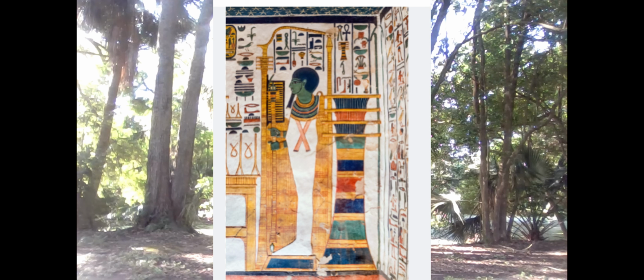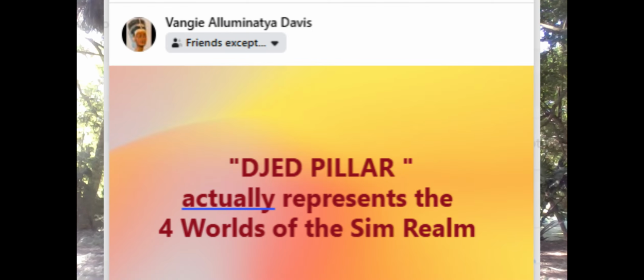So the DJED pillar, what it actually is in real time, is a multi-tiered database of the worlds. And when I say the worlds, I'm saying that there are four or more worlds. Now, we think that we are all existing in this one world, but we're not.